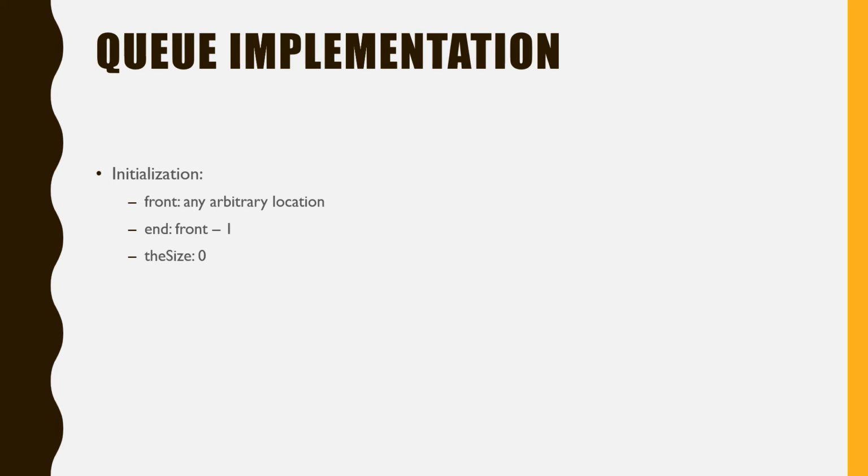Given the above intuition, let's sort out some implementation details. First, we can initialize a circular array with 3 steps shown here. They are assigning the front index to an arbitrary position, assigning the end index to one position before the front index, and setting the size of the queue to 0. In a special case, where the front index is set to 0, the end index will be set to the last position of the array.